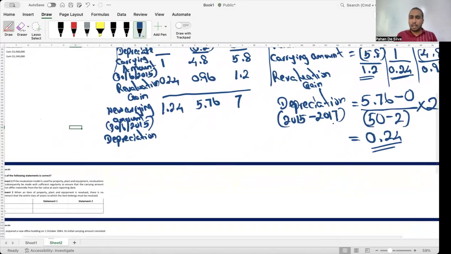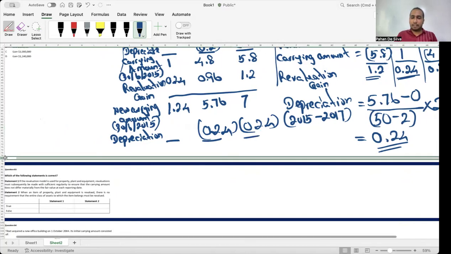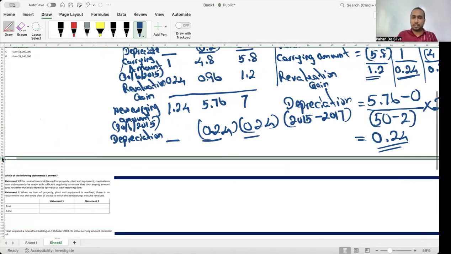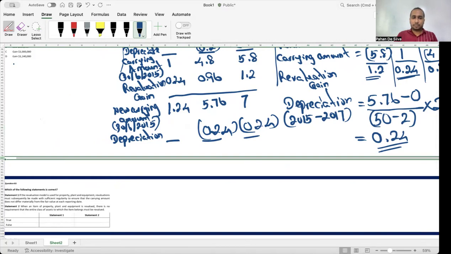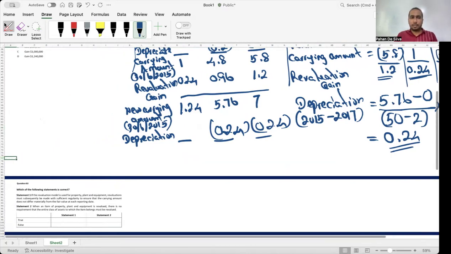Now you have to deduct this depreciation. You have to deduct this depreciation from the building. Please keep in mind, we are not depreciating land. We are depreciating only the building. So it is 0.24. So the total property value will also drop by 0.24 due to this depreciation. Now you can take the carrying amount of the property.